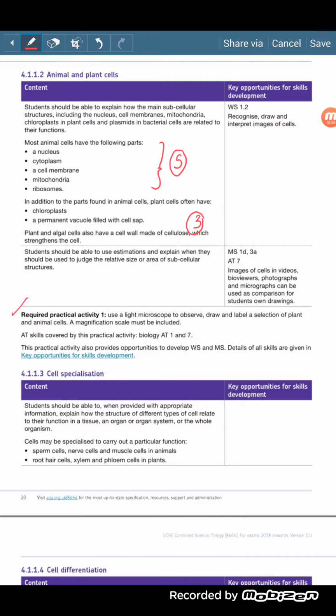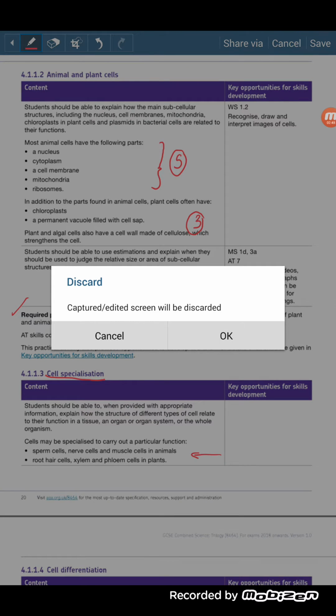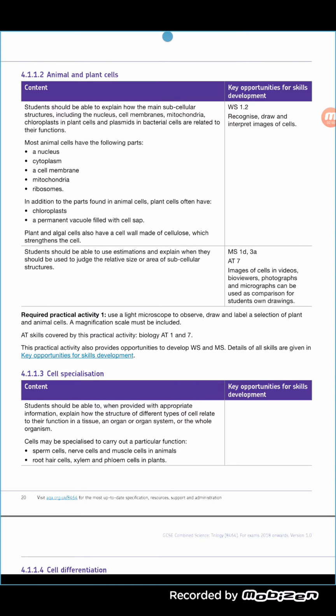We then move on to cell specialisation. Cell specialisation is the cells which have special structures relating to their functions. And they list exactly the ones you need to know: sperm, nerve, muscle in animal cells, root hair cells, xylem and phloem in plant cells. So, once again, a really useful tool telling us exactly what we need to know about cells.